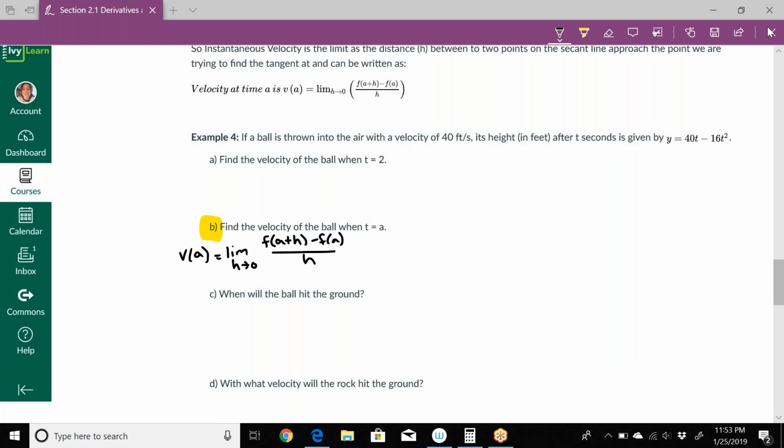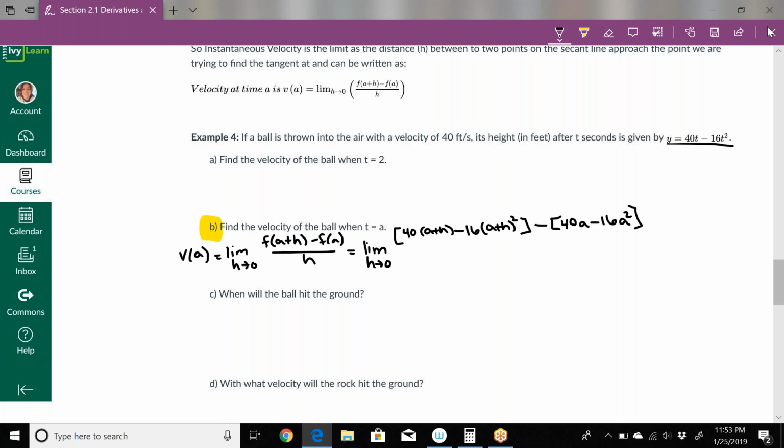So then when we plug in for our function, which is right here, this is going to be, remember, don't drop your limit yet. This is the limit as h approaches 0 of, let's make a bracket. This will be 40, and we're plugging in a plus h for t. So a plus h minus 16 times a plus h squared, close the bracket, minus f of a. So I'm going to have a second bracket, 40 times a minus 16a squared, all over h.